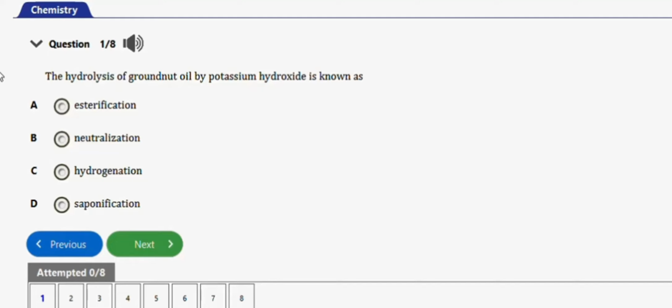The first question I have here says, the hydrolysis of groundnut oil by potassium hydroxide is known as, we have esterification, neutralization, hydrogenation, saponification. So the right answer is option D, which is saponification.